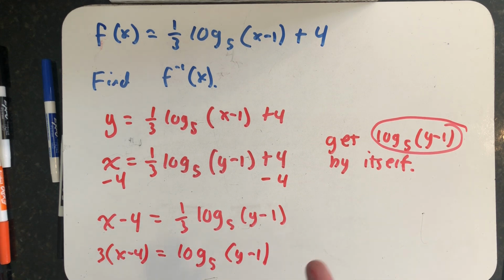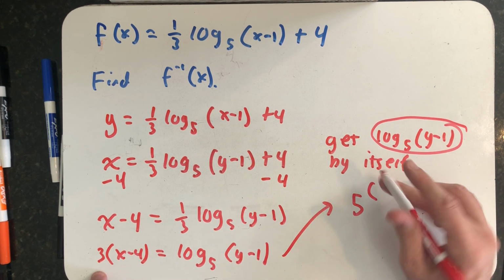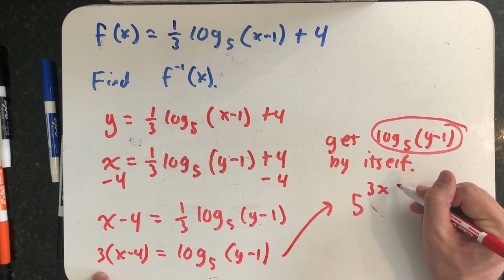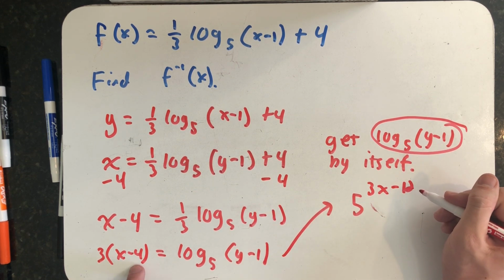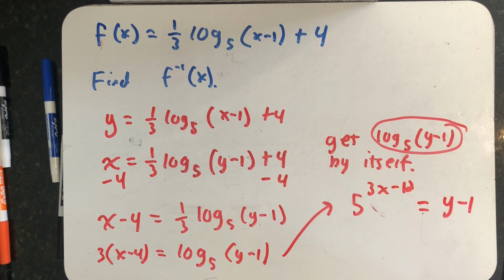This is really what I was trying to do. I got the logarithm part by itself. I can rewrite this as an exponential statement. 5 raised to 3 times x minus 4, which I'm just going to go on and rewrite as 3x minus 12, is equal to y minus 1.